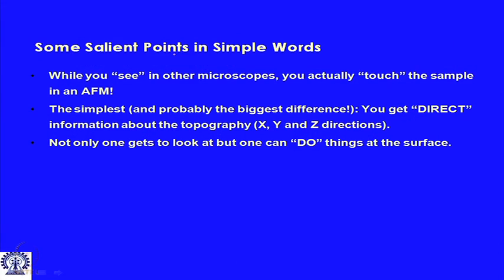So, the last slide, some salient points in simple words. While in other microscopes you do not touch the sample, in AFM you actually touch the sample. The simplest and probably the biggest difference is you get direct information about the topography in x, y and z directions. All 3 directions, which in all other microscopy, irrespective of all their sophistication, are limited to x and y only.